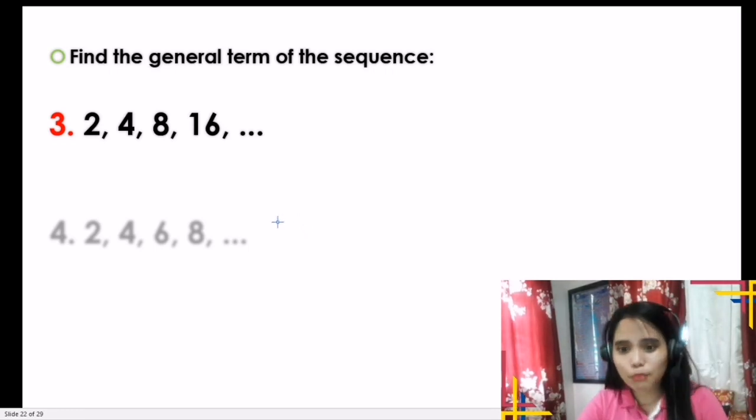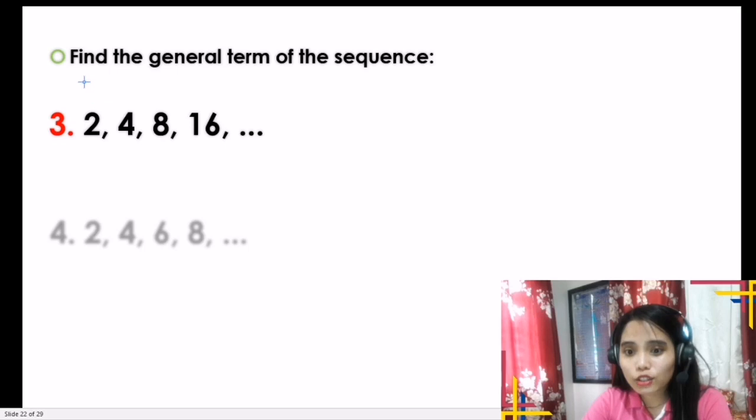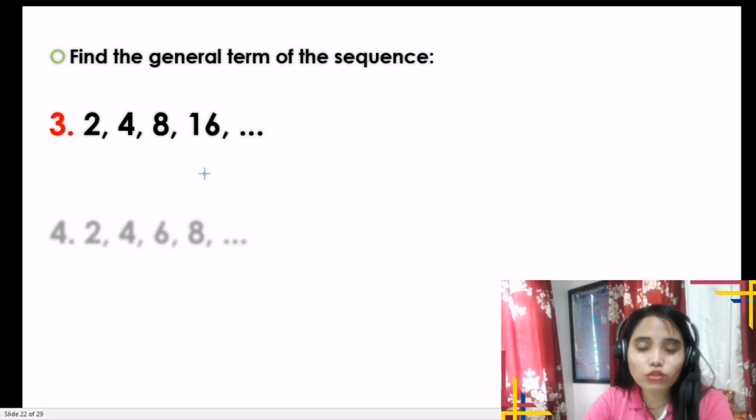That's right. Exponent. So, 2. Erase natin kung ano ang kanyang mga n. That's right. So, 2 raised to the power of n. Let's try ha. Let's check.